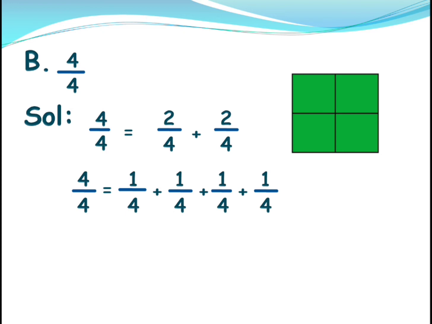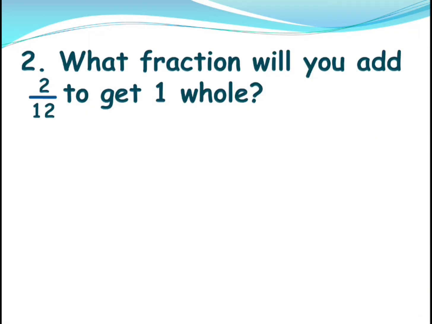Okay, coming to your next question, what fraction will you add to get one whole? So children, here they have given 2 by 12. So there is a fraction which is 2 by 12 and you have to make it one whole. So for one whole, for the given fraction, 2 by 12 means one whole fraction will be 12 by 12. Isn't it children?